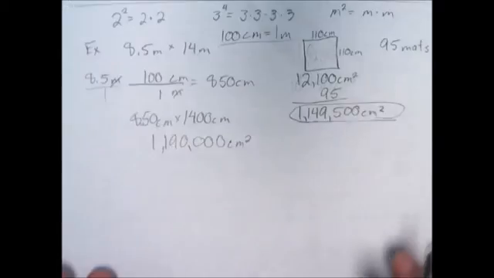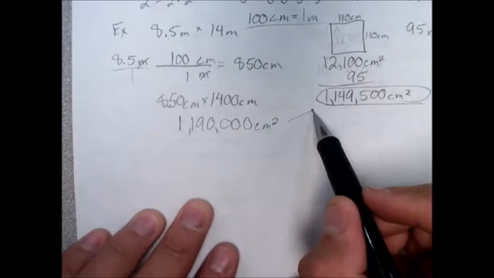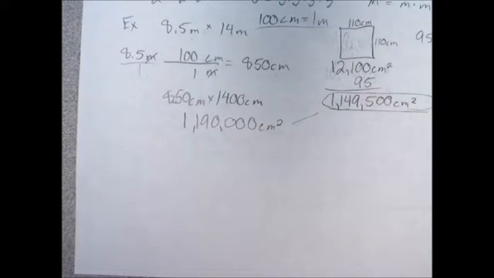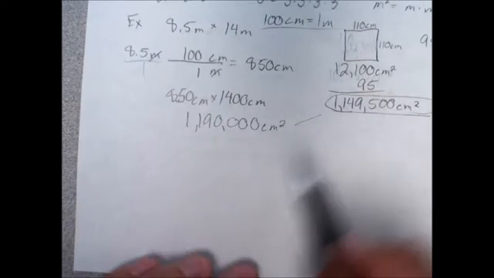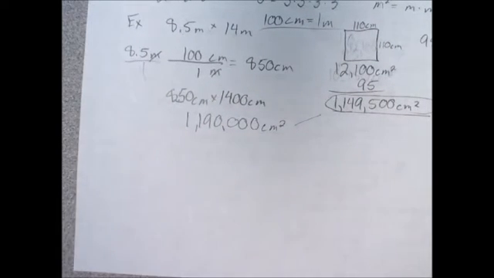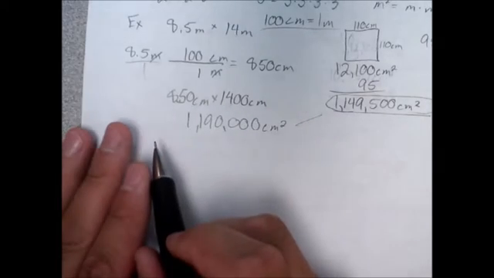So to answer the question, look at these two numbers, compare them. Do I have enough tile, enough mats? No, I'm missing a good chunk right here, right? So I need something like 40,500 more centimeters squared.